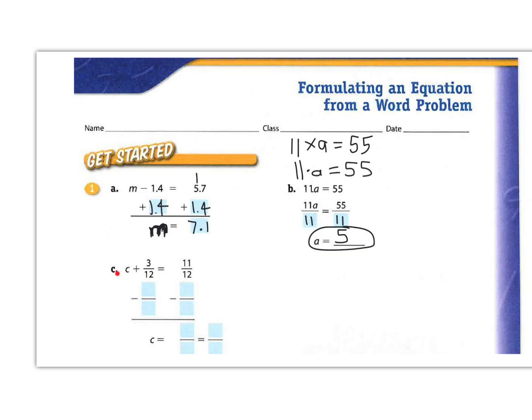Over here, we have c plus 3/12, which equals 11/12. So again, here's plus, so the opposite of that is minus. So we're going to take away 3/12 on both sides to get c by itself. So now c is by itself. 11/12 minus 3/12, remember 12 stays the same, 11 minus 3 is 9. Ooh, but we can simplify. We can divide top and bottom by 3, which equals 3/4. So c, all the way simplified, equals 3/4.